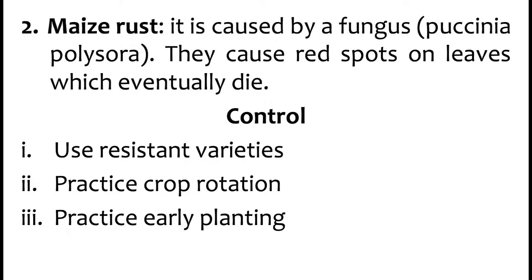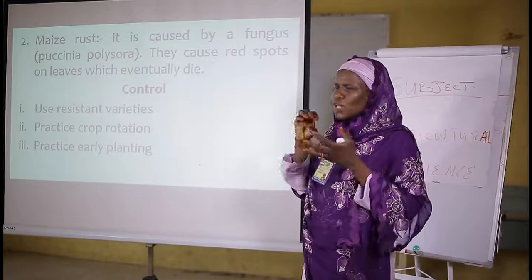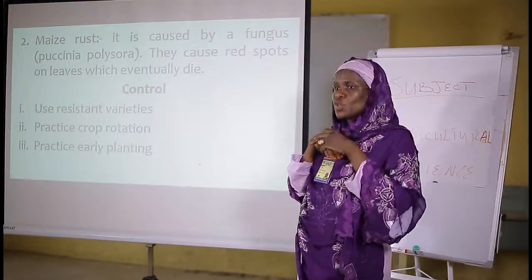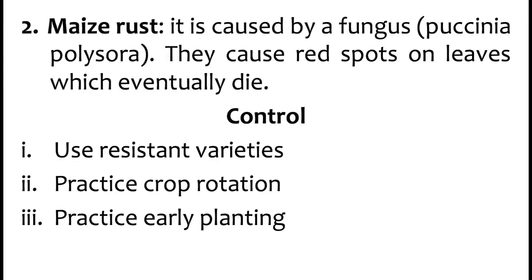Number two is maize rust. Maize rust is another disease of maize. It is caused by a fungus, which is known as Puccinia polysora. They cause red spots on leaves, which eventually die. When you observe, you see red spots on the leaves of your maize, and eventually these leaves or the plant will die. How do you control this maize rust? You control it by the use of resistant varieties. Secondly, practicing crop rotation. Thirdly, practice early planting.